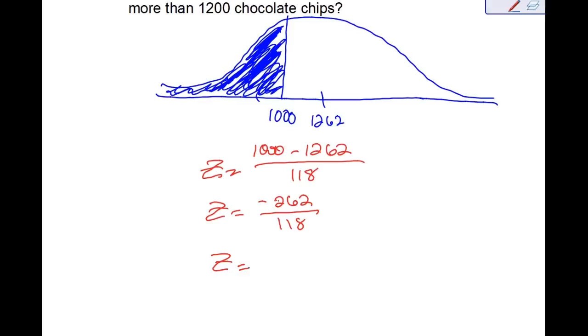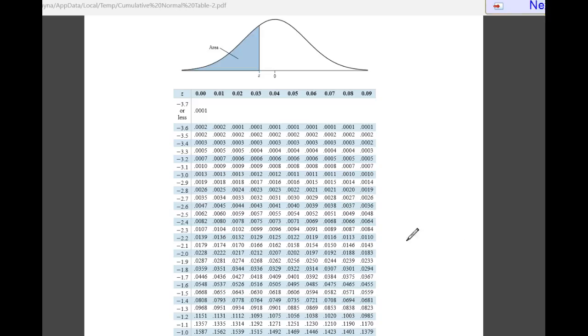And when I do that division and round properly, that gives me a negative 2.22. So I have a z-score of a negative 2.22, and I'm wanting to the left. Well, that's actually really good because the table, remember, gives us to the left. So let's look at the table.